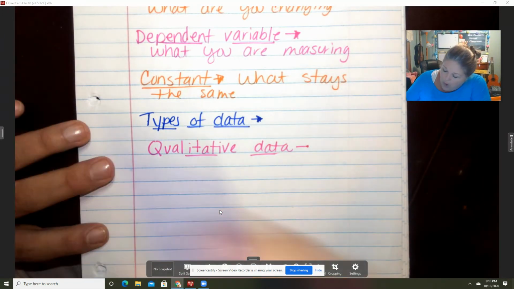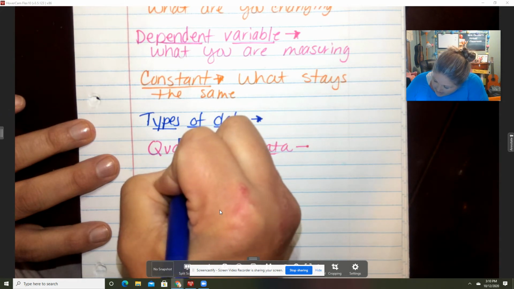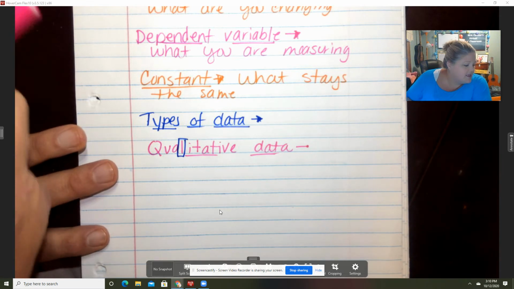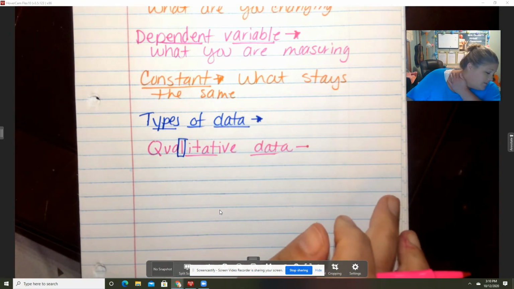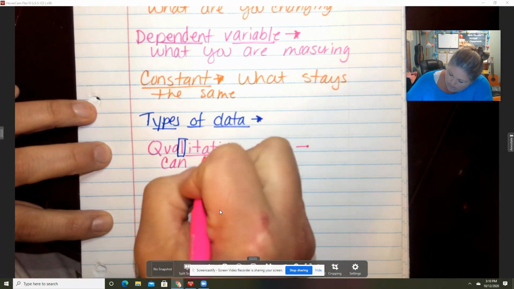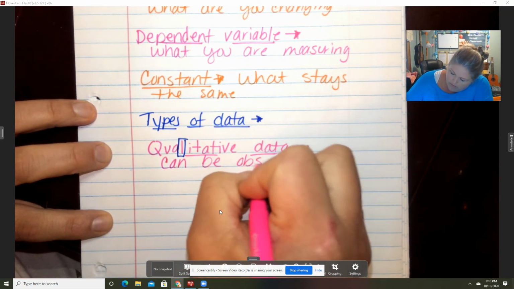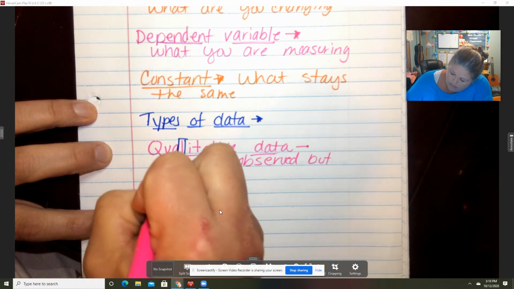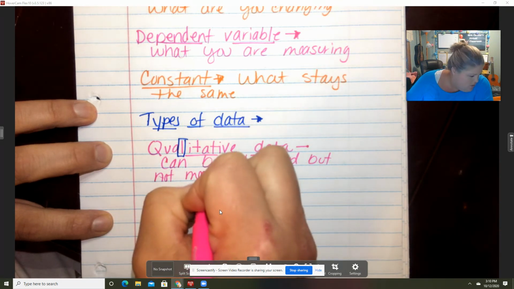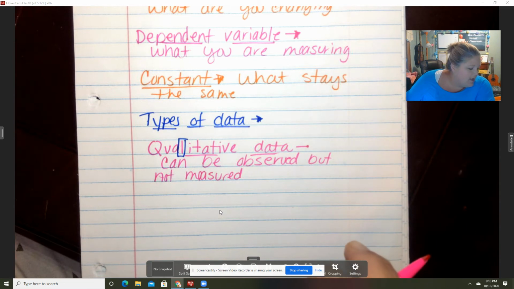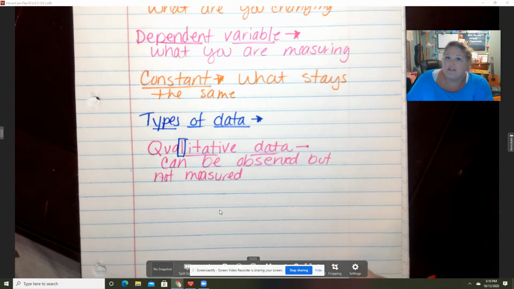All right, so qualitative, I'm going to box in my L. Qualitative data is data that can be observed but not measured. What does it look like? What does it feel like? What does it smell like? So you're going to use your 5 senses.